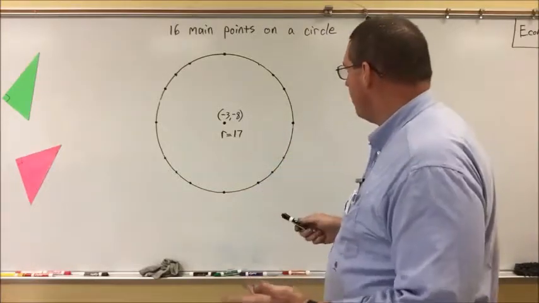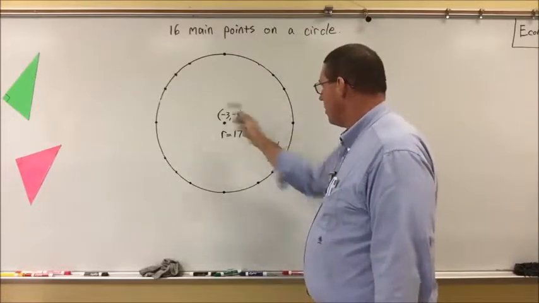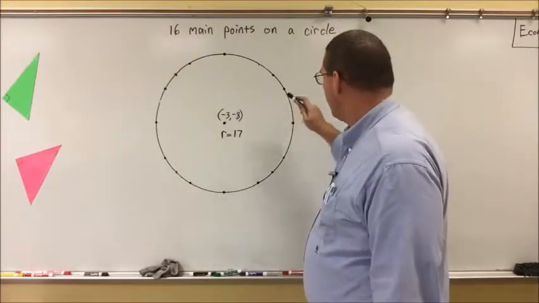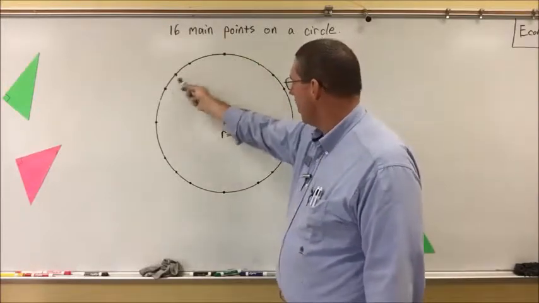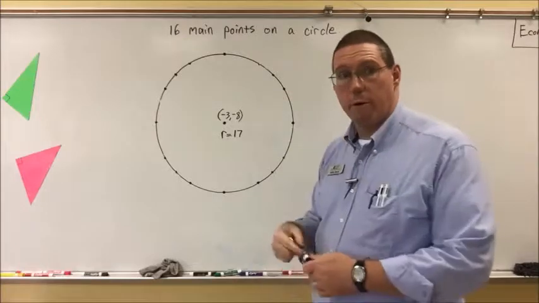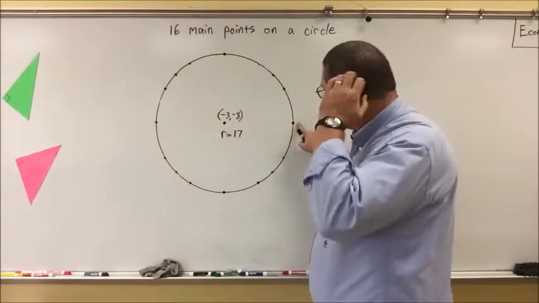Just so you know, what I usually do is identify north, south, east, and west first. Then maybe I'll start here and go counterclockwise and do each of the points as we go around, okay? All right, so I want north, south, east, west. Let's start over here at east.